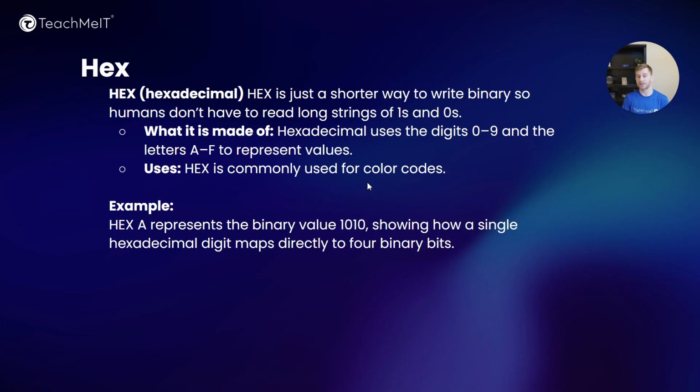Next up is hex, and if you've ever used anything involving color, you've likely encountered hex. For example, if you used a 6-digit code in order to grab a certain color in Canva or in Photoshop or in another type of graphic editing software, you've used hex. So hex is a simple way to write binary so that we don't have to read long strings of ones and zeros. It uses the digits 0 to 9 and the letters A to F to represent values. Hex is extremely commonly used for color codes.